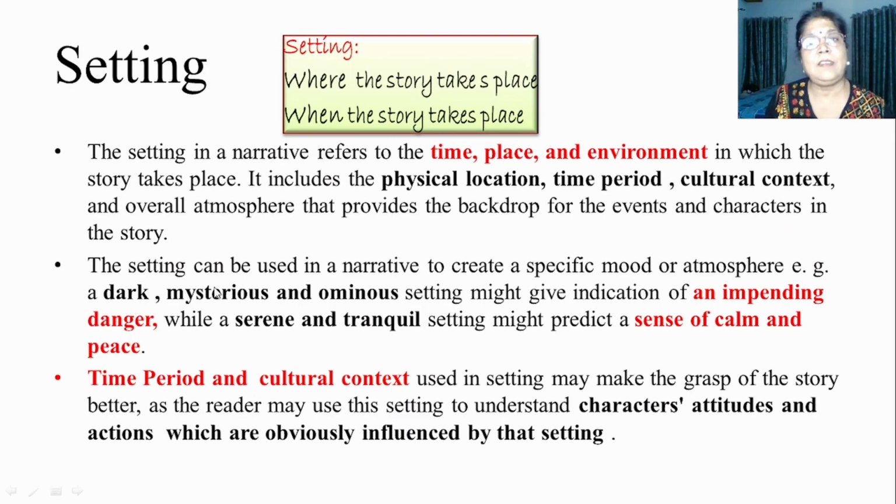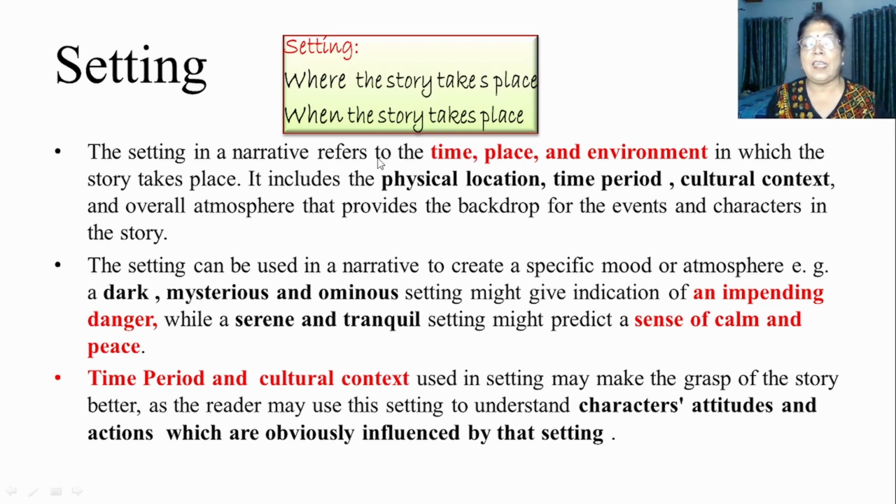Now another technique is setting. The setting of the story. Normally when we read a story, we do not pay much attention to the setting. But here I would reveal to you how the setting is quite a significant technique used by the writer. The setting indicates where the story takes place, and it also answers when the story takes place.